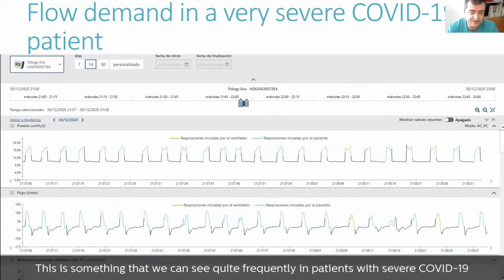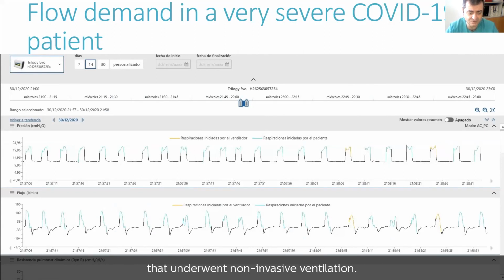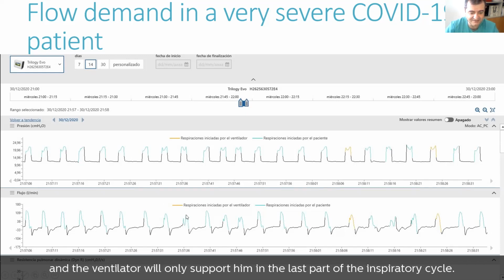This is something that we can see quite frequently in patients with severe COVID-19 that underwent non-invasive ventilation. You can see here that there is even a decrease in the pressure due to the inspiratory effort of the patient, and that you have two different waves in the flow: the one that is made only by the effort of the patient, and the ventilator will only support him in the last part of the inspiratory cycle.